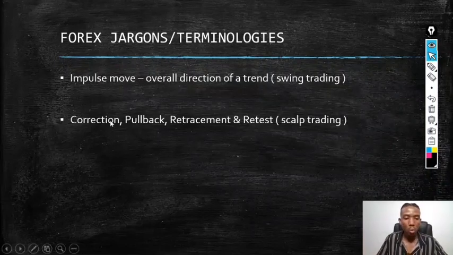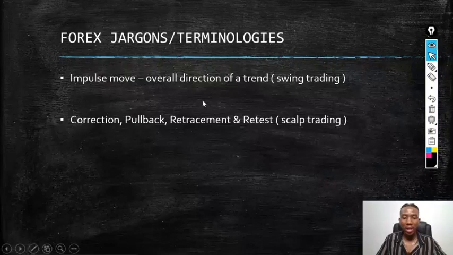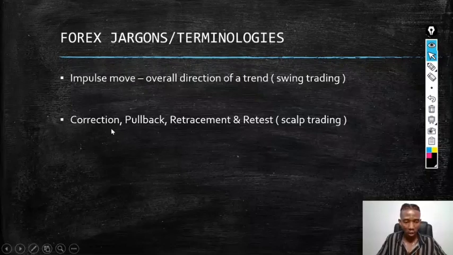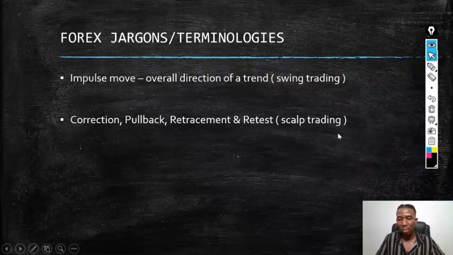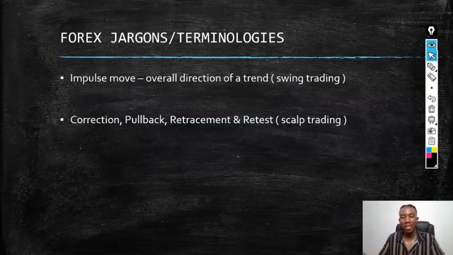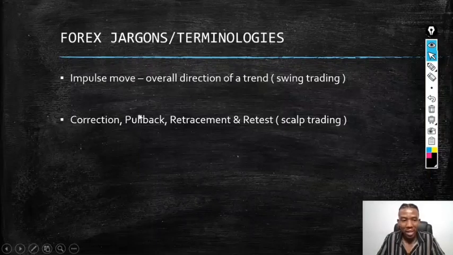So secondly, we have correction, pullback, retracement, and retest. All of these mean one thing. You can choose to call it a correction, a pullback, a retracement, or a retest. However, I'm going to choose to use correction. So all these things mean the same thing, and you apply this as scalping trading, meaning it's not a long-term trade. A correction or pullback, you can think of it as a short-term trade or a reversal in a trend. This is the overall direction of a trend. This is a short-term reversal of a trend.